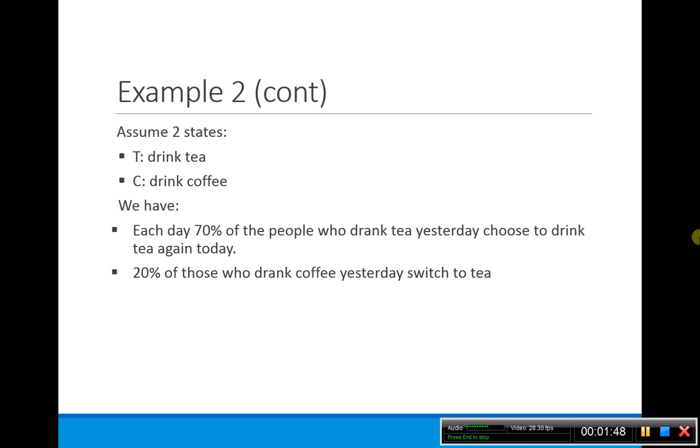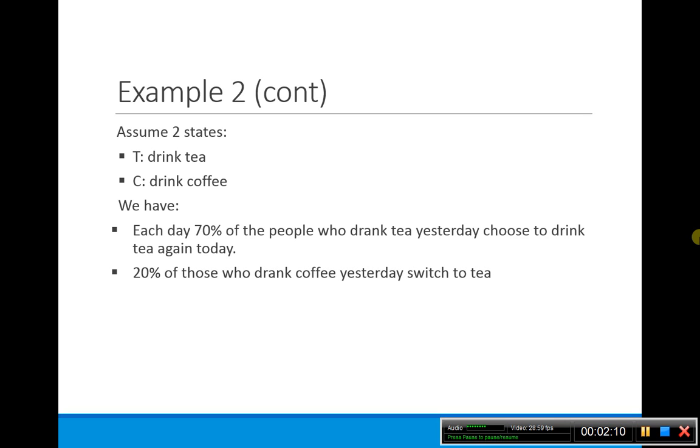Okay, so we're going to do this example just like we did the example in the previous lecture. We're going to draw our transition diagram. In order to draw the transition diagram, we first have to figure out what our states are. In this case, we have two states. We have T and C is what we're going to label them. T, basically you drink tea. C are those who drink coffee.